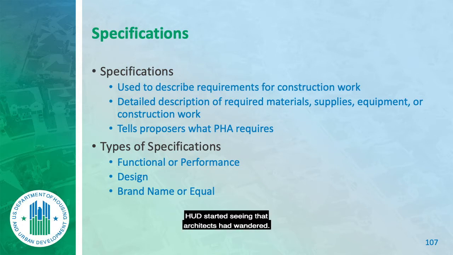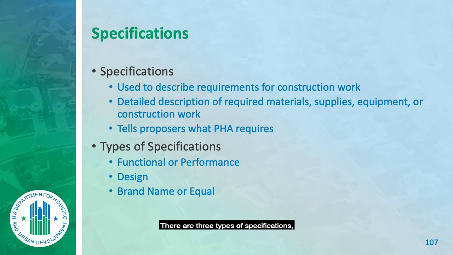HUD started seeing that architects had wandered, housing authorities had allowed them to wander from the thought of putting "or equal" on all of the narratives and requirements they put for product. They may say Moen 706B tub and shower valve, which is a very good shower valve. All you got to add is "or equal." And then whatever they give you has to be equal to that product. Yes, that's all you got to do. That is not a difficult thing to do.